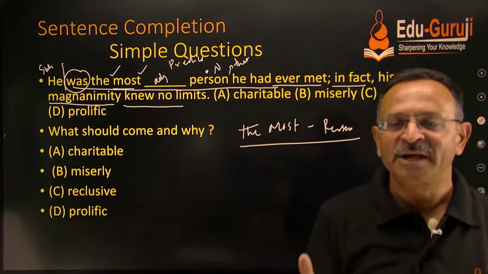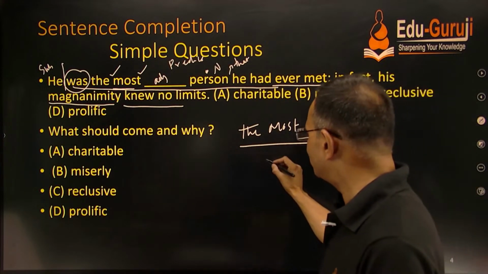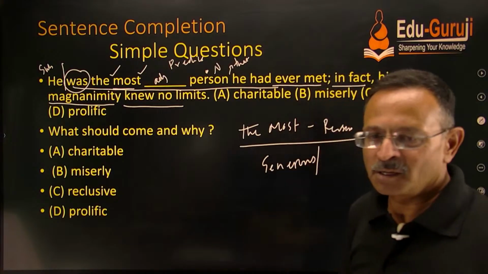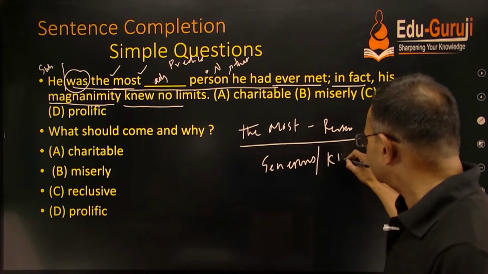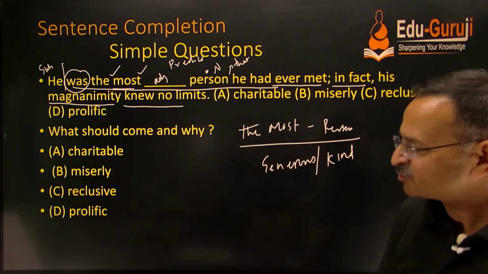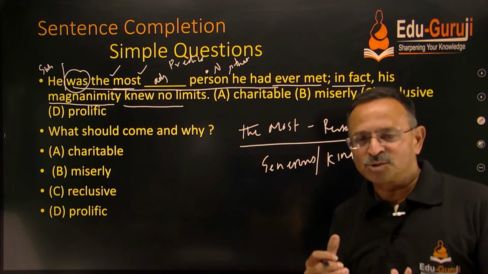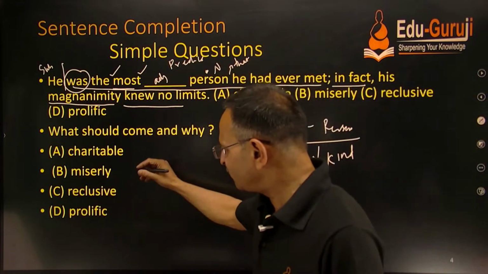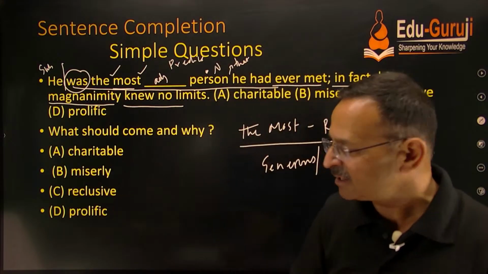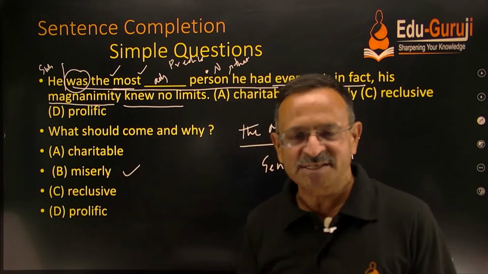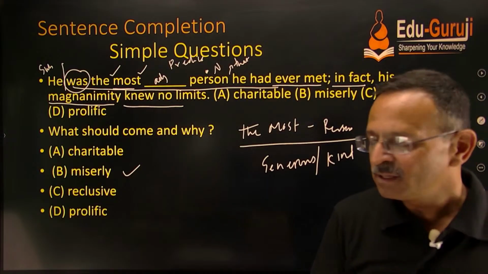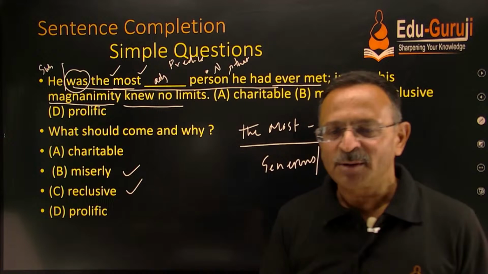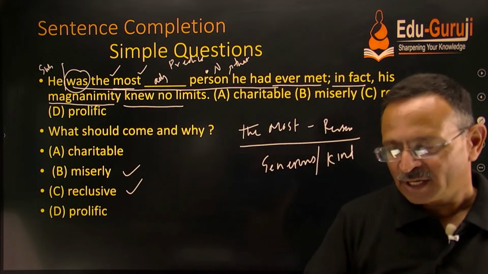So we know that magnanimity is somebody who is generous, or who is kind. So now let's see which would be the best option to keep the word over there, or the adjective that we get. So miserly is definitely something who is very stingy, who doesn't spend money. So obviously this doesn't go with it. Reclusive, somebody who is alone, so it won't be there.